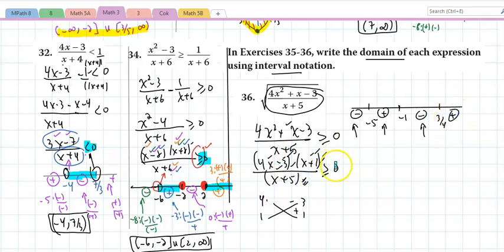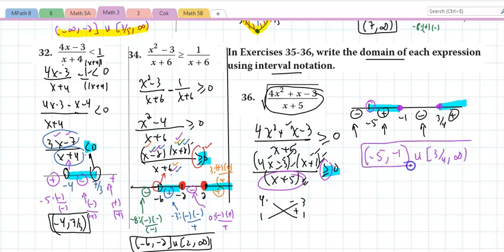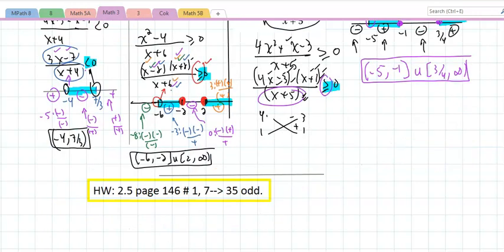So where is this bigger than or equal to 0? It's right there and right there. Are those points included? Well, I can never include the denominator. But since it's greater than or equal, those are allowed. So my solution would be negative 5 to negative 1, not including the endpoints, union with 3/4 to infinity. And there's the homework.